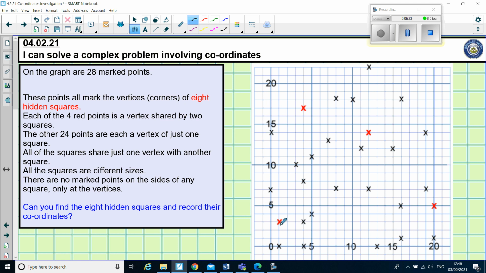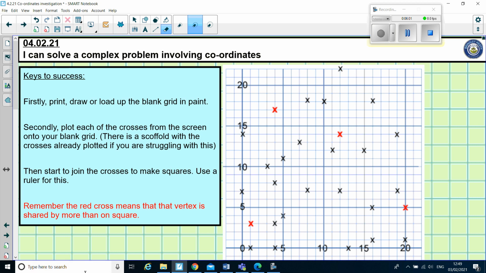And lots of the squares are different sizes, they're not all the same size. And none of these crosses appear on one of the lines of a square. So for example, if I had a square like this, that's not a square, but if it was a square, none of the crosses touch the lines of any of the squares. The crosses only appear on the corners of the squares, or vertices. So what we're going to try and do is find the 8 hidden squares and record their coordinates. That is our task, to find the hidden squares and write down their coordinates.